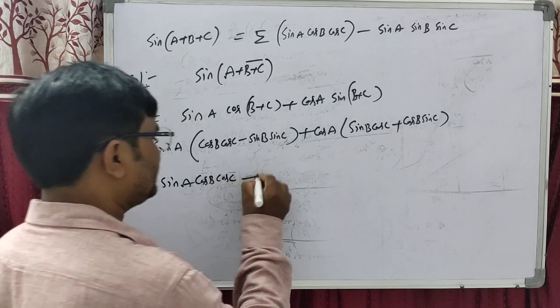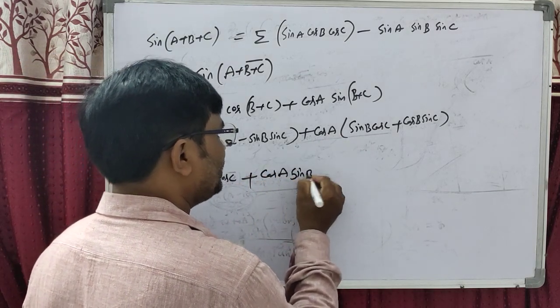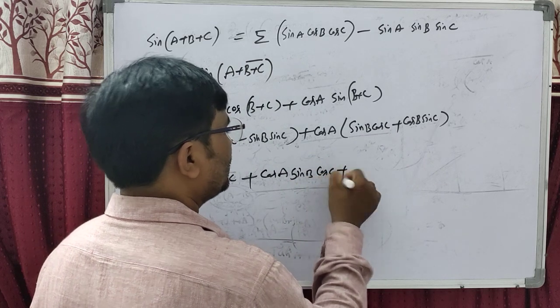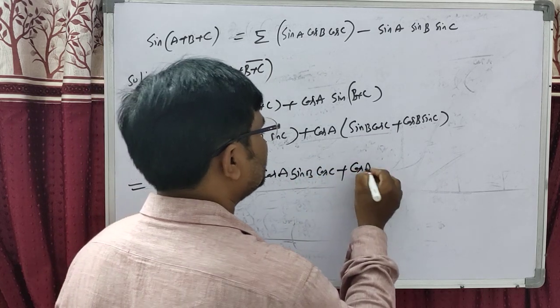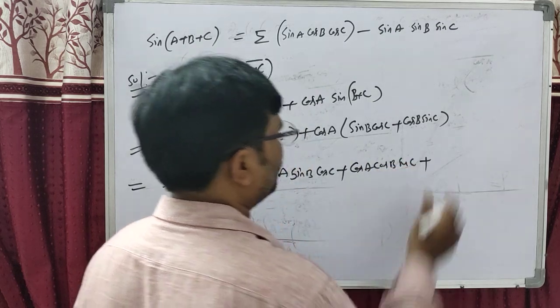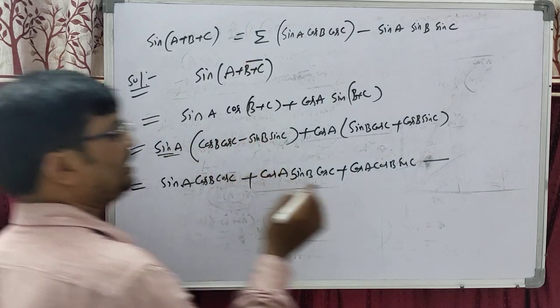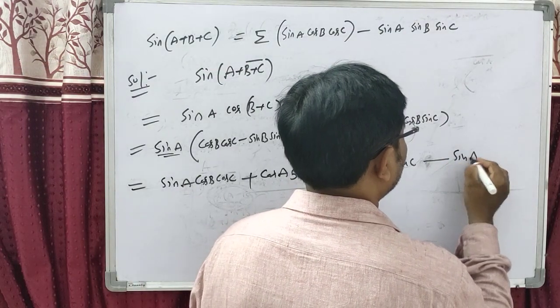So now, dear students, the next one is cos a sin b cos c. The next one is cos a cos b sin c. Therefore, students, what is there? The last one is sin a sin b sin c.